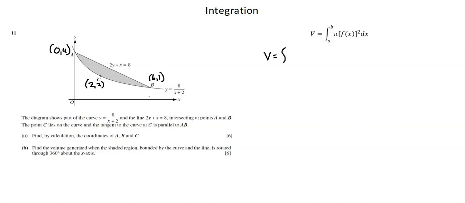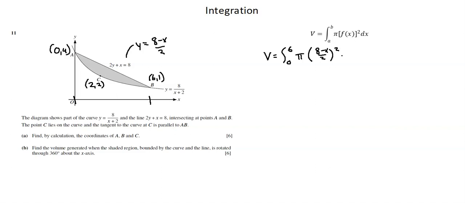For a to b, we've identified the x values of A and B as 0 and 6. We're going from 0 to 6. We have pi times our first function, which is the higher function. We can see on the graph that the higher function is 2y plus x equals 8, which I'm going to rewrite as y equals (8 minus x) over 2. And that's going to be the function that I will square. So I have the quantity (8 minus x) over 2, squared.